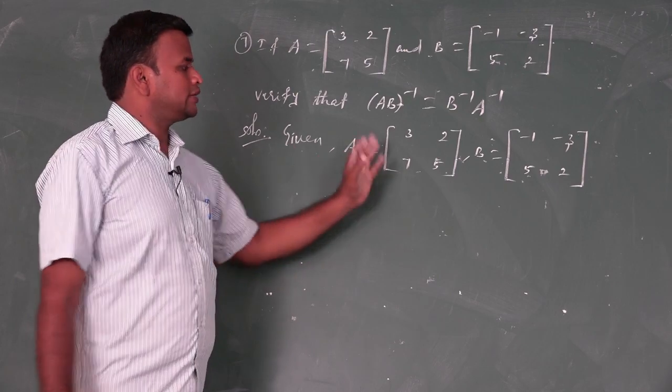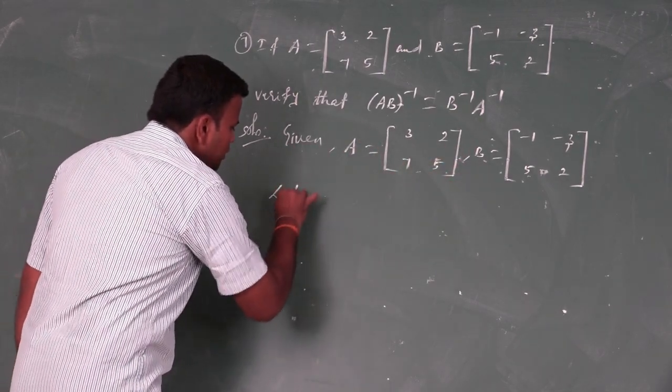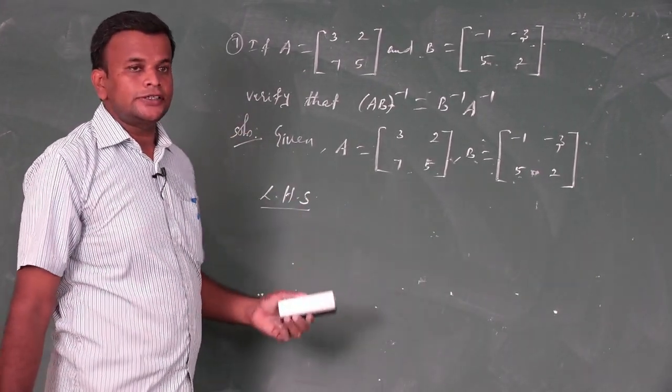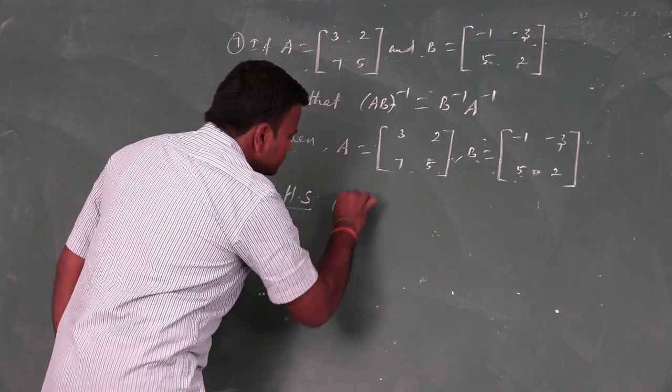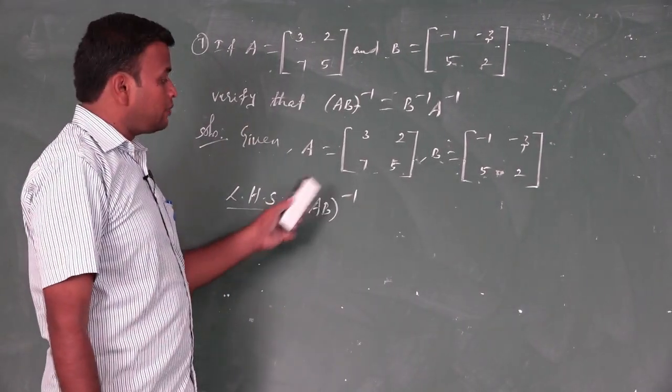So first step, given matrices A and B. So for the verification sum, we take LHS and RHS. First we find the value of LHS. What is the value of LHS? AB the whole inverse. We find AB the whole inverse.